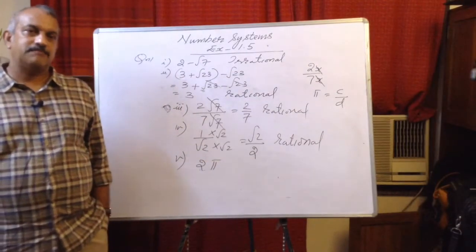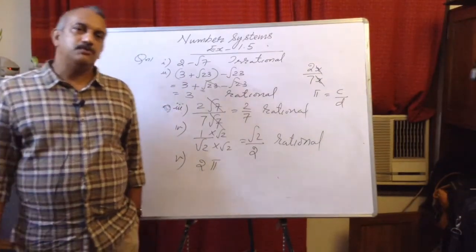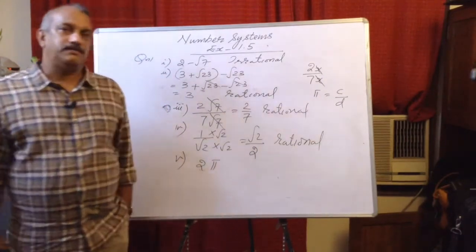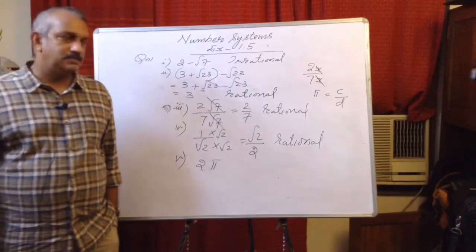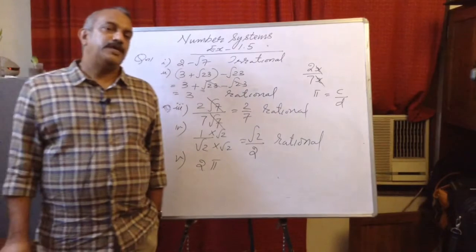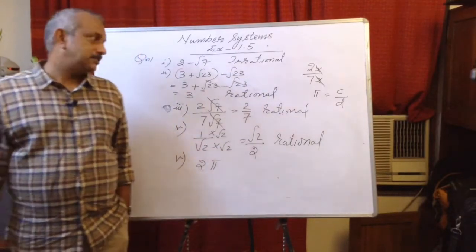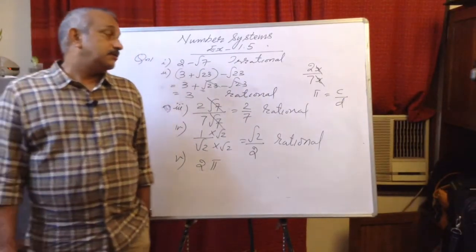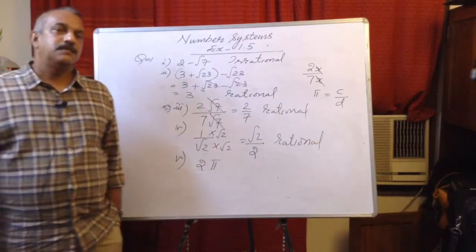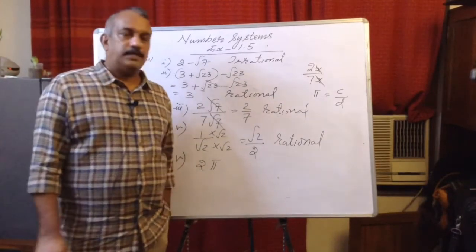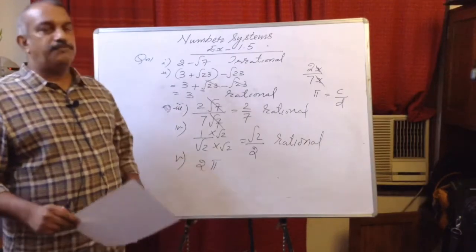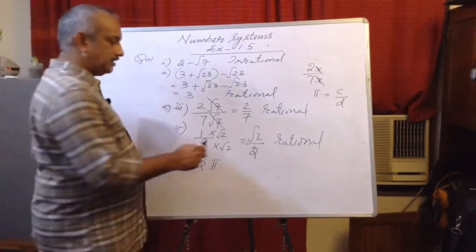If it is a line segment, we can measure it by using a scale or a tape or a divider. With the help of a divider we can find its length. But if it is a curved line, there is no way to find out the correct length. That is why pi, the ratio of circumference and diameter, is considered an irrational number, a non-terminating, non-repeating decimal. So 2 into pi, 2 pi, is again irrational.